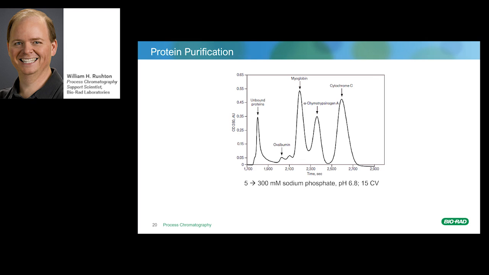Now what you're seeing is a chromatogram of the purification of 4 unique proteins across CHT. Here a linear gradient is performed after binding, and you can see that due to the unique selectivities of CHT, you're able to get really good separation of these 4 proteins.